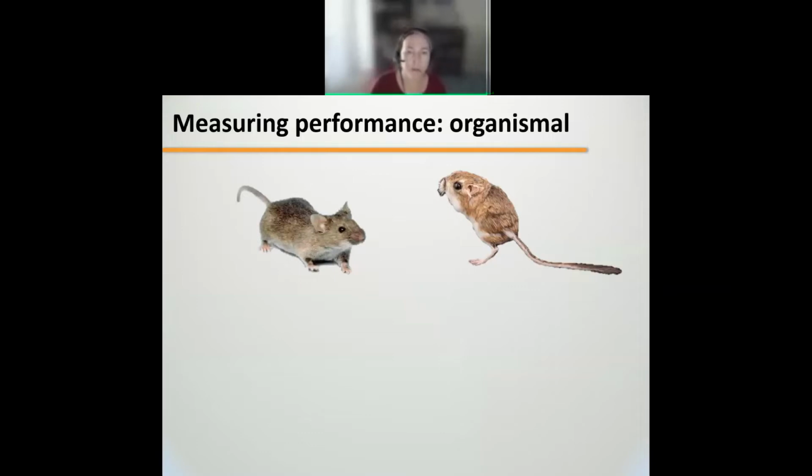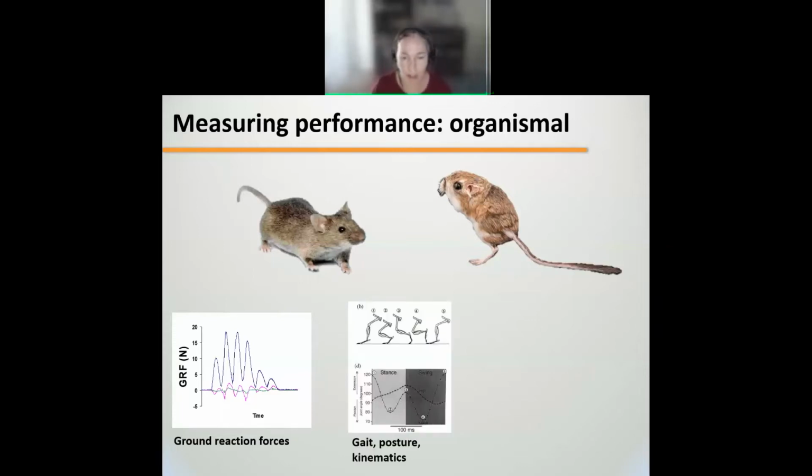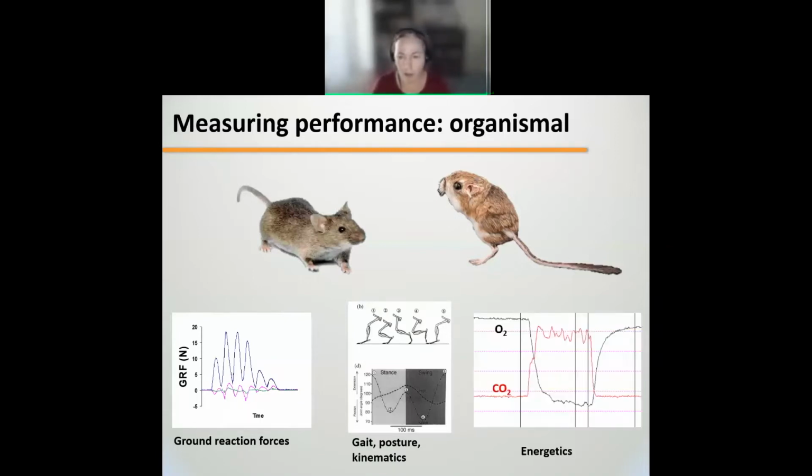So the way we measure performance at an organismal level is we can look at force plate recordings, look at how their body is interacting with the ground via force plates, basically like a big fancy bathroom scale that measures in 3 different directions. We can look at high-speed video and capture things like gait, posture, and kinematics, as well as looking at whole animal metabolic rates.